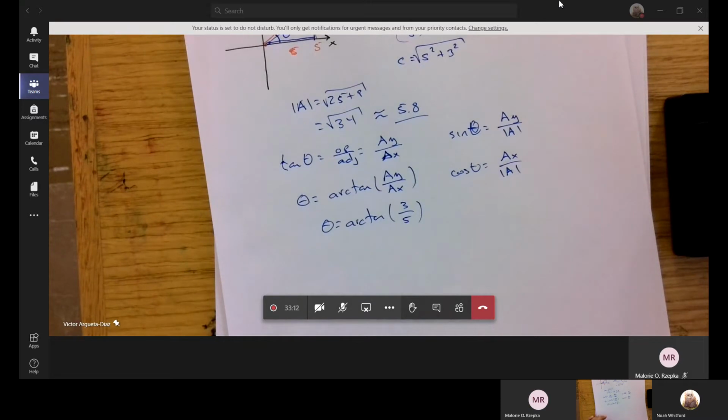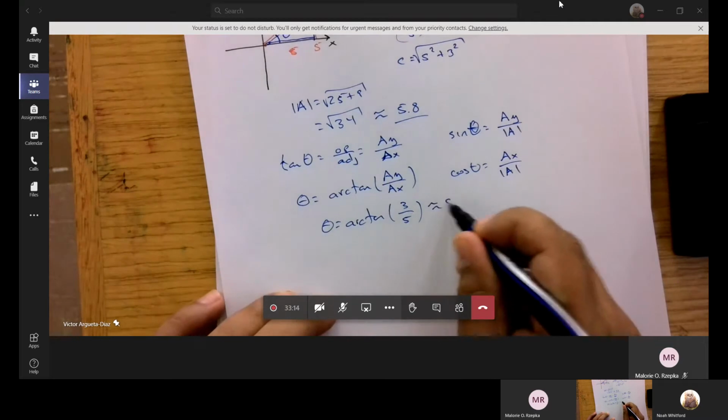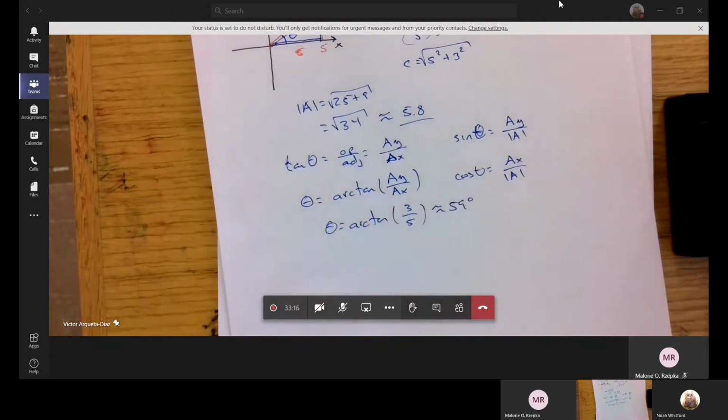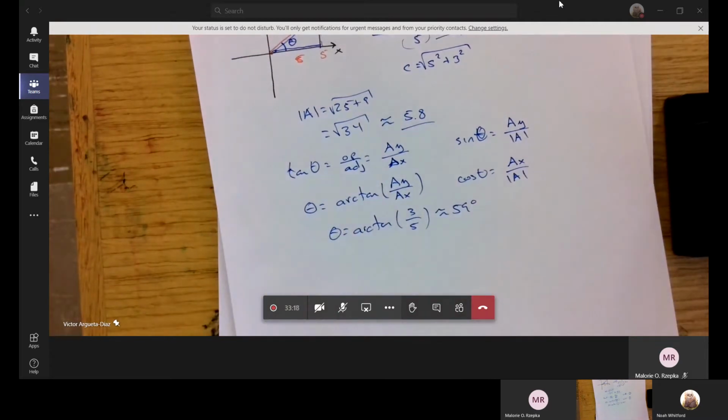So that's 59 degrees. Yes. Can you real quick just remind us how to put the arctangent in the calculator?